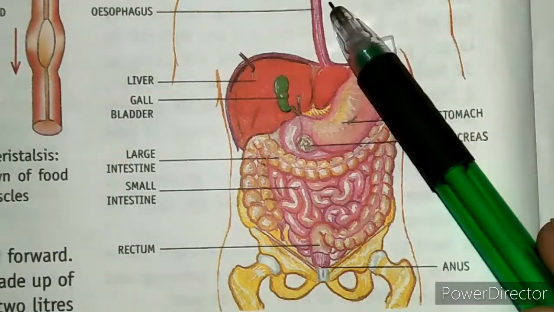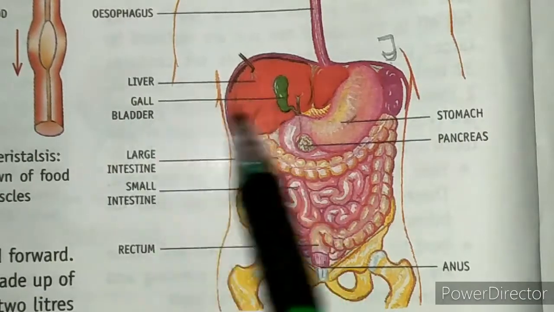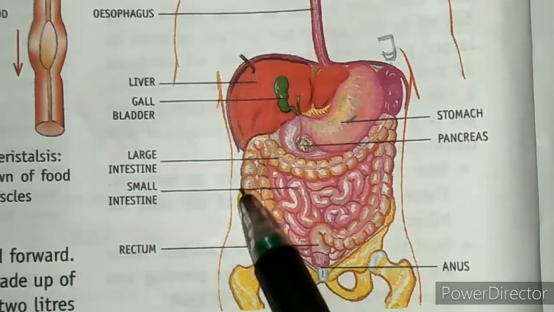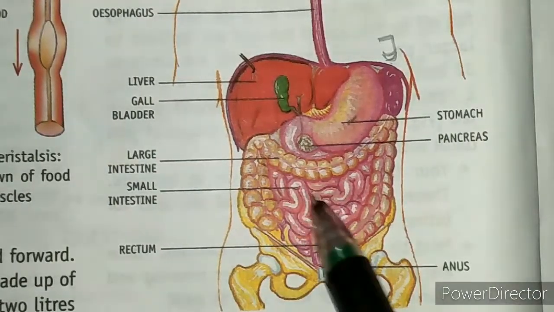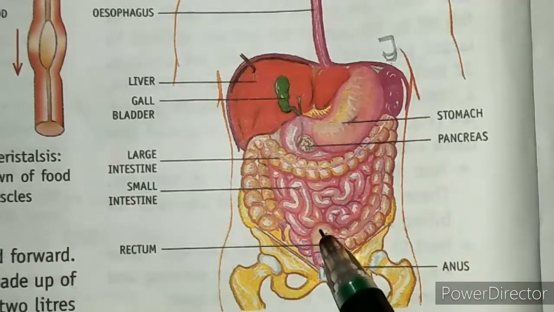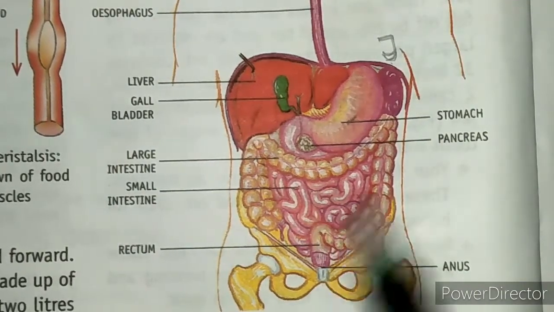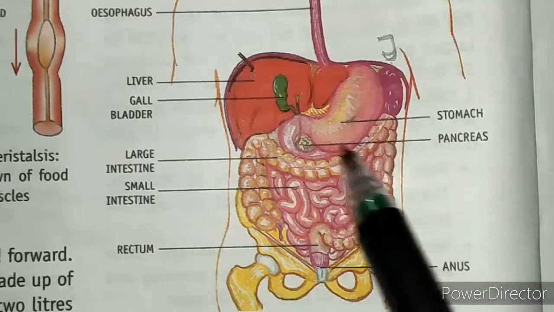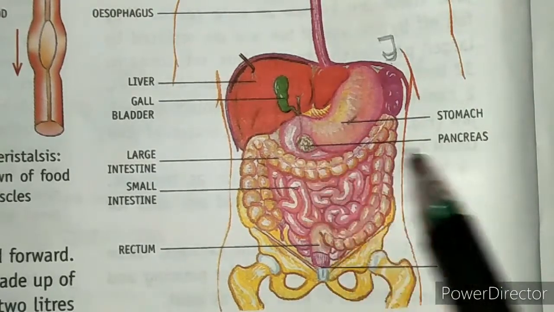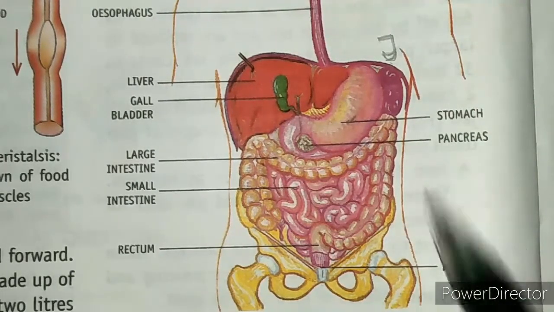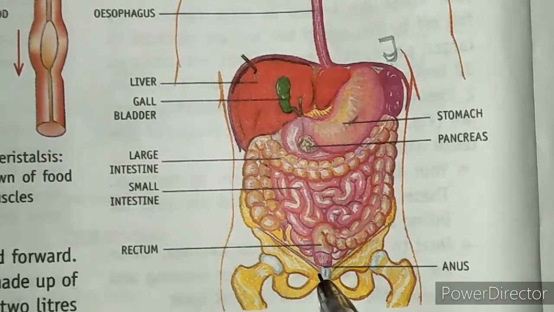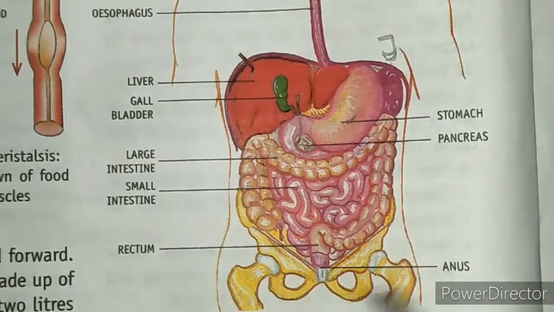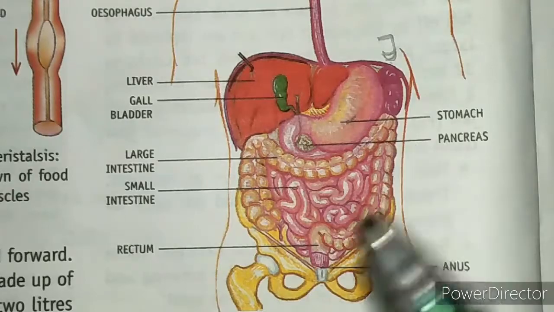So first of all, let's know the different parts of this. This is called the esophagus, liver, gallbladder, large intestine, this one, and this is the small intestine. In this is the rectum, this endpoint is the anus, this is the stomach, and this leaf-like structure is called the pancreas. So these are the different parts of the digestive system.